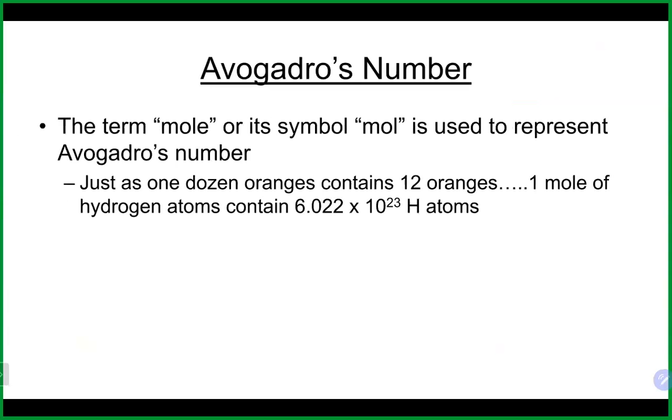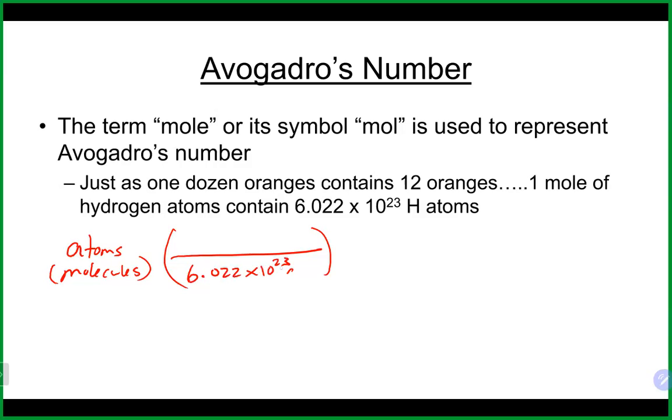So Avogadro's number, again, just like a dozen oranges, you would have 12. Anything you have from the periodic table would be 6.022. And that is the setup. So again, if you have atoms or molecules, you would put Avogadro's number on the bottom like we just did there, basically, and divide by it.